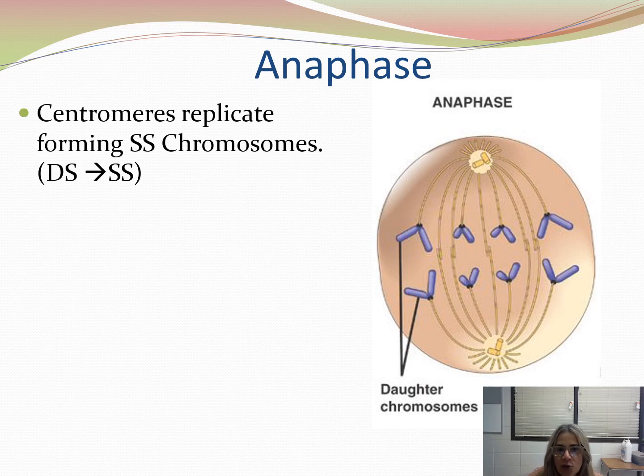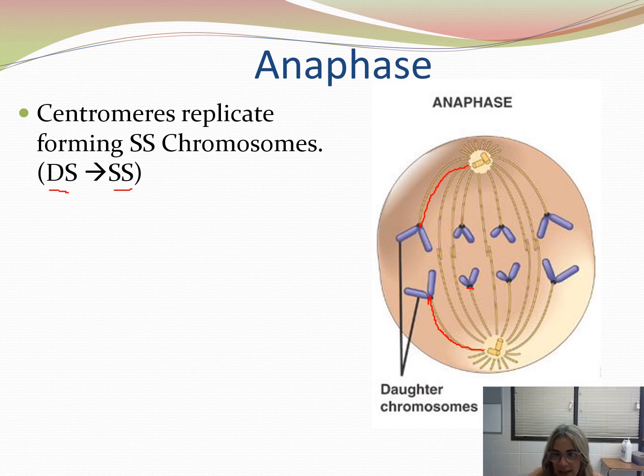So just like I asked you to predict before, you can see that where those centromeres were attached to the spindle fibers, they are now being pulled to opposite ends of the cell. And notice what's really, really important here. Those centromeres have replicated so that each chromatid has its own centromere attached to a spindle fiber. And notice the form of the chromosomes now. We've gone from double-stranded in prophase and metaphase to single-stranded in anaphase.